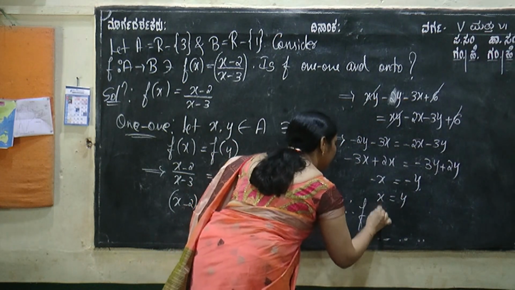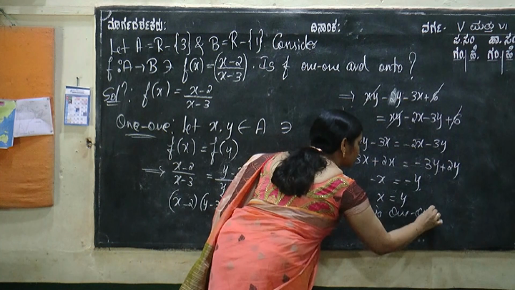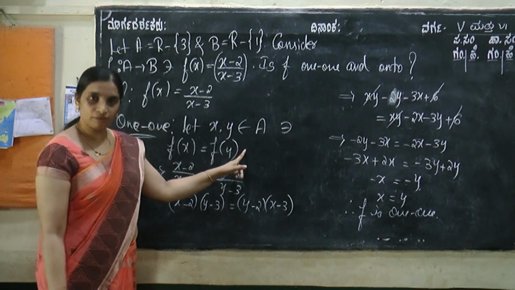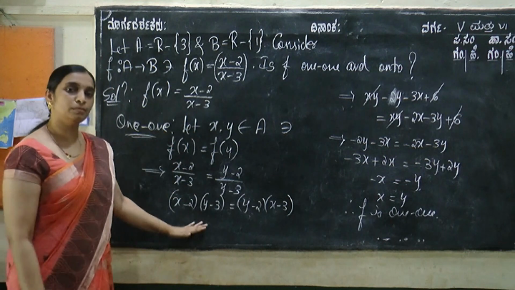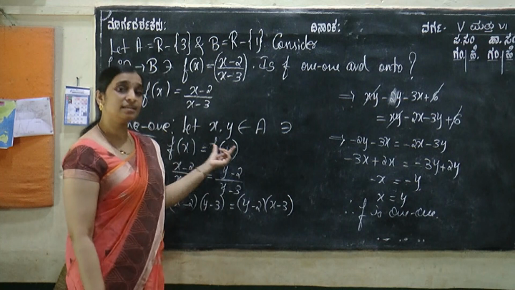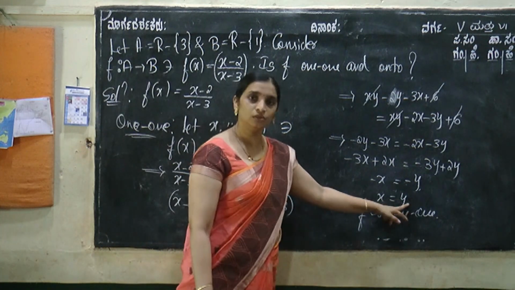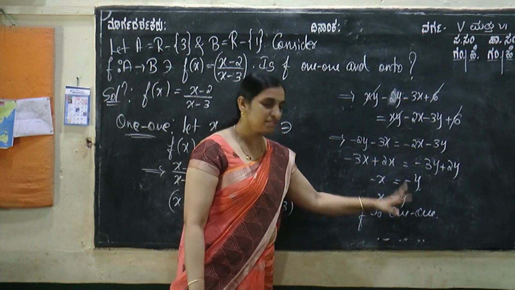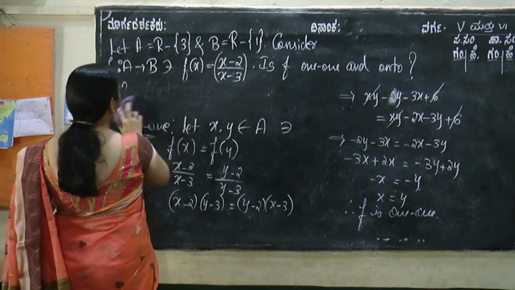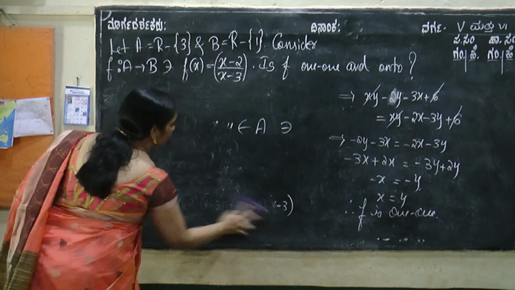Therefore f is 1-1. f of x is equal to f of y we are considering, and after some simplification we are getting x is equal to y. So the images are same means elements are also same. Hence the function is 1-1. Now the next condition, we need to check whether the function is onto or not.